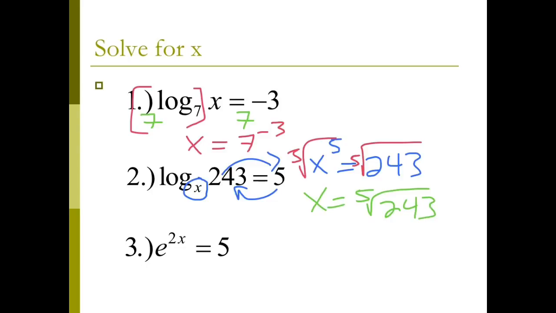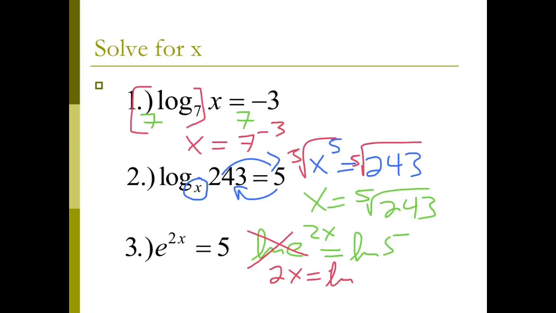And for our last example, since we have e, we're going to take the natural log of both sides. So we get the natural log of e to the 2x is equal to the natural log of 5. The natural log of e is going to cancel out because they're inverses, which means I get 2x is equal to the natural log of 5, or x is equal to the natural log of 5 divided by 2.